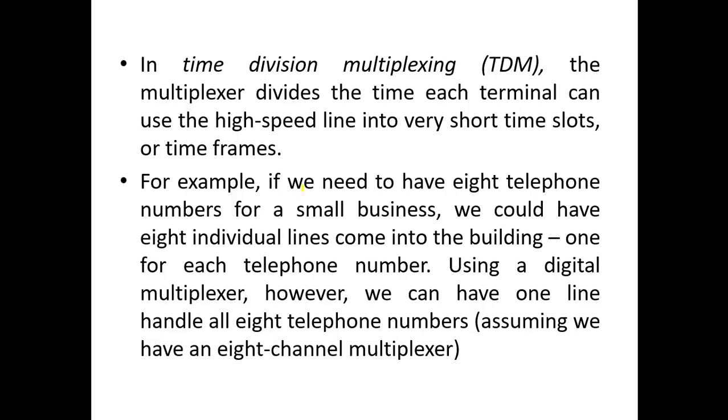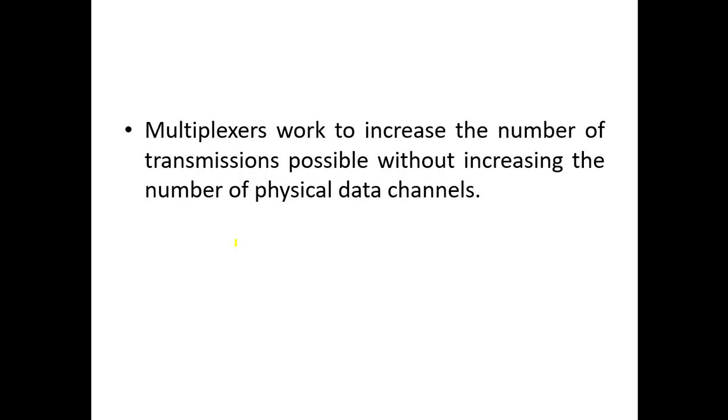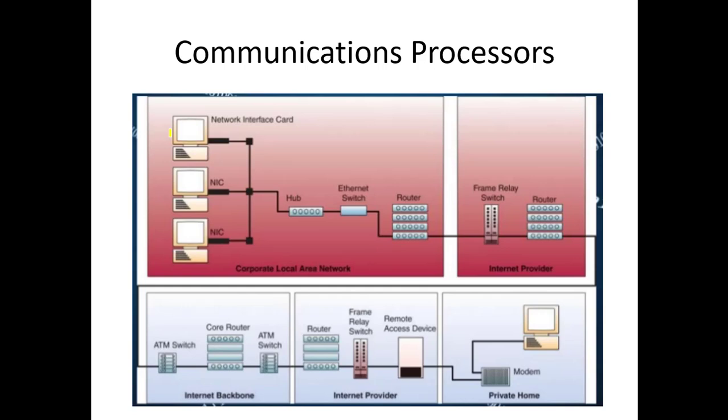So we have here an example. If we need 8 telephone numbers for a small business, we could have 8 individual lines sent to the building, 1 for each telephone number. Using a digital multiplexer, however, we can have 1 line handle all 8 telephone numbers, assuming that we have an 8-channel multiplexer. That's what we call time division multiplexing. Multiplexers work to increase the number of transmissions possible without increasing the number of physical data channels. That's the main objective of a multiplexer. So we have here an image of communications processors, showing how the router and switches are connected to the network.